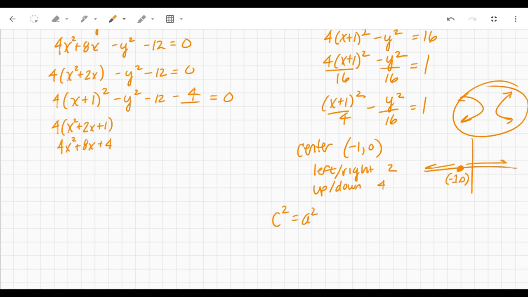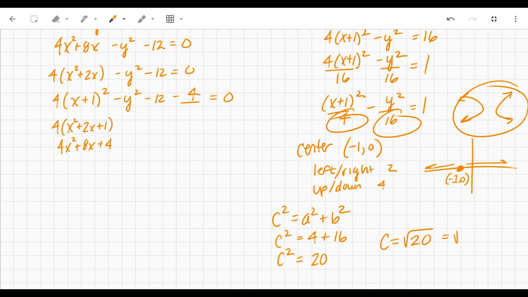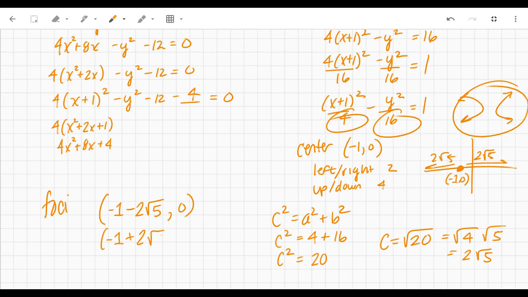Okay, so remember, c squared is a squared plus b squared. A squared is 4, b squared is 16. So c squared is 20. So c is the square root of 20. I'm pretty sure Alex is going to want you to simplify that to be the square root of 4 times the square root of 5, which would be 2 square root of 5. So we're going to move left and right 2 square root of 5. Okay, so your foci will be at negative 1 minus 2 root 5, 0, and negative 1 plus 2 root 5, 0. Okay.